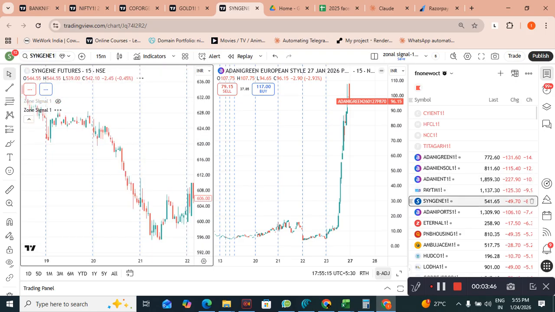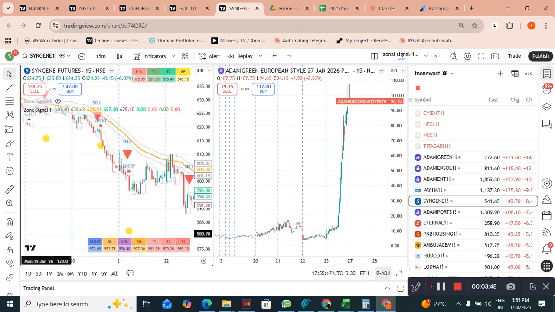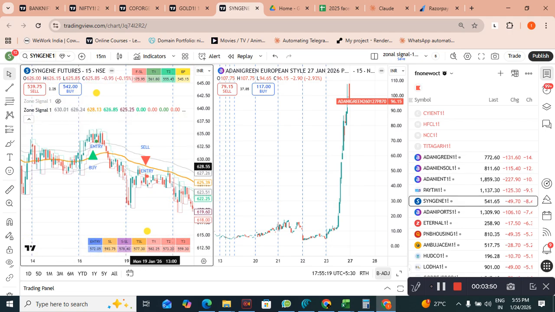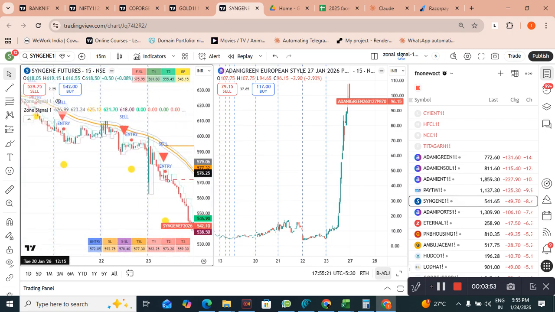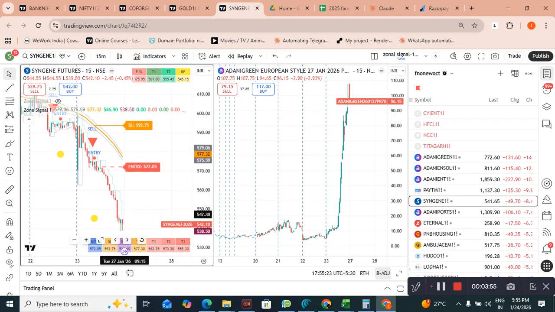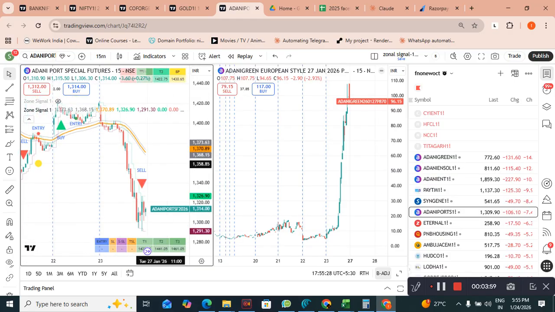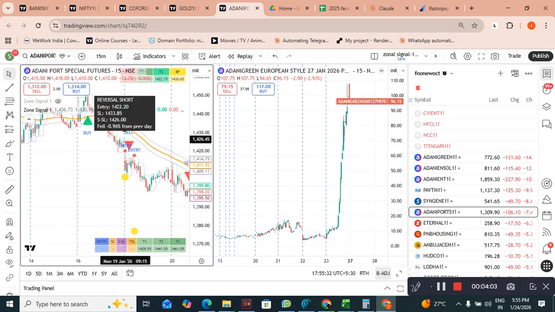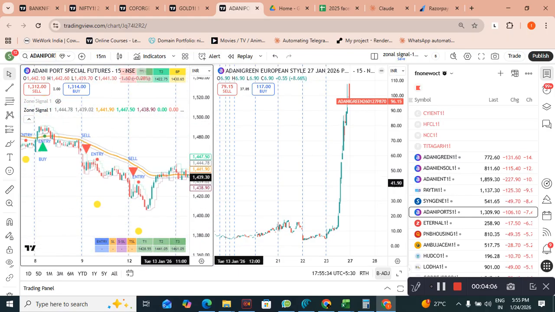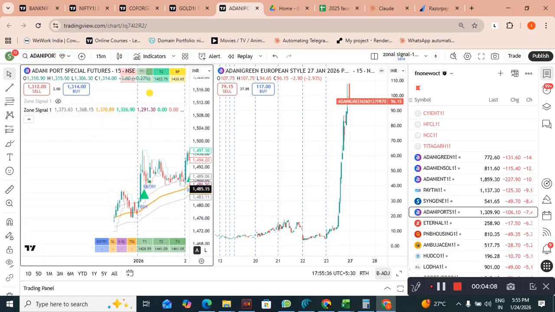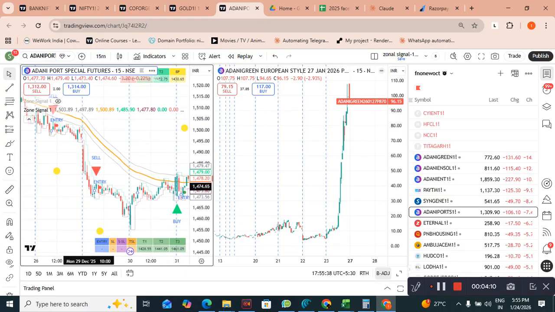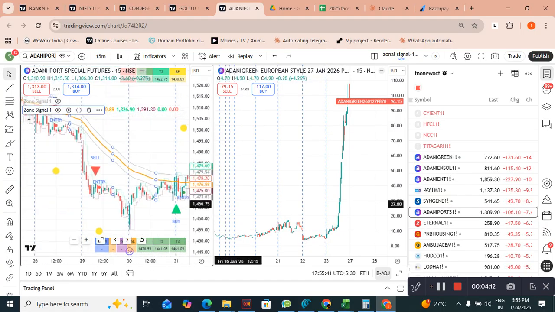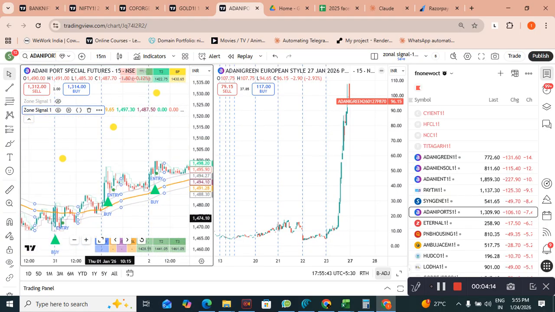So you can see any chart. This is Syngene. Here the option came from green dot to red dot, and I held for 5 days. The option has become 10 times again. Adani Port, same thing. I got a red dot here below that green dot. Before that, when green dot to red dot came, I got a very big trade. And sometimes you will find that when the market turns from red dot to green dot, again you get a big trade. So you just need to follow the dot system and take the trade.